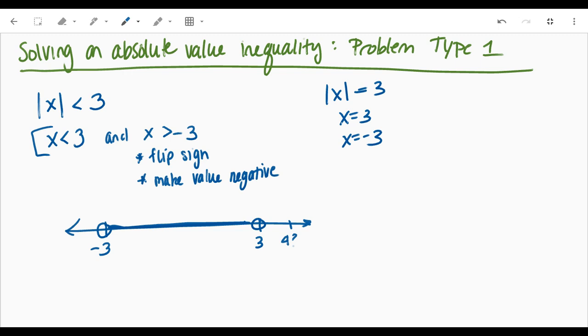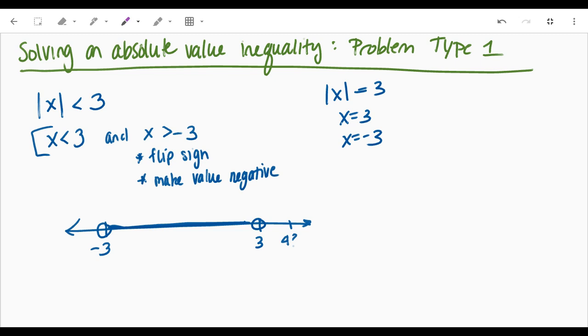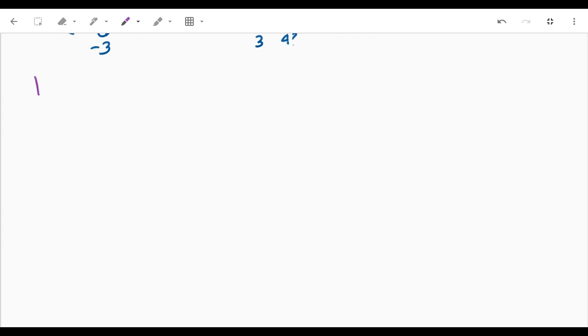Let's do another one here. Okay, so if we have another one where the absolute value of x is greater than or equal to 6, now this will mean that x can be greater than or equal to 6 or less than or equal to negative 6. Again, we just flipped the sign and made the value negative.